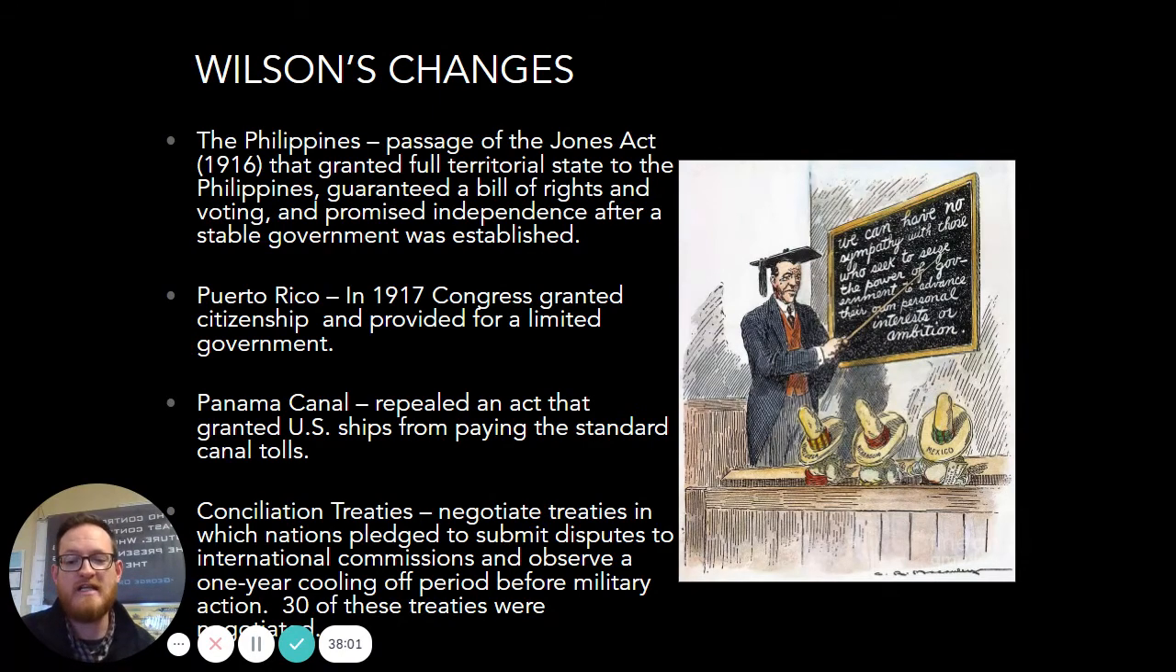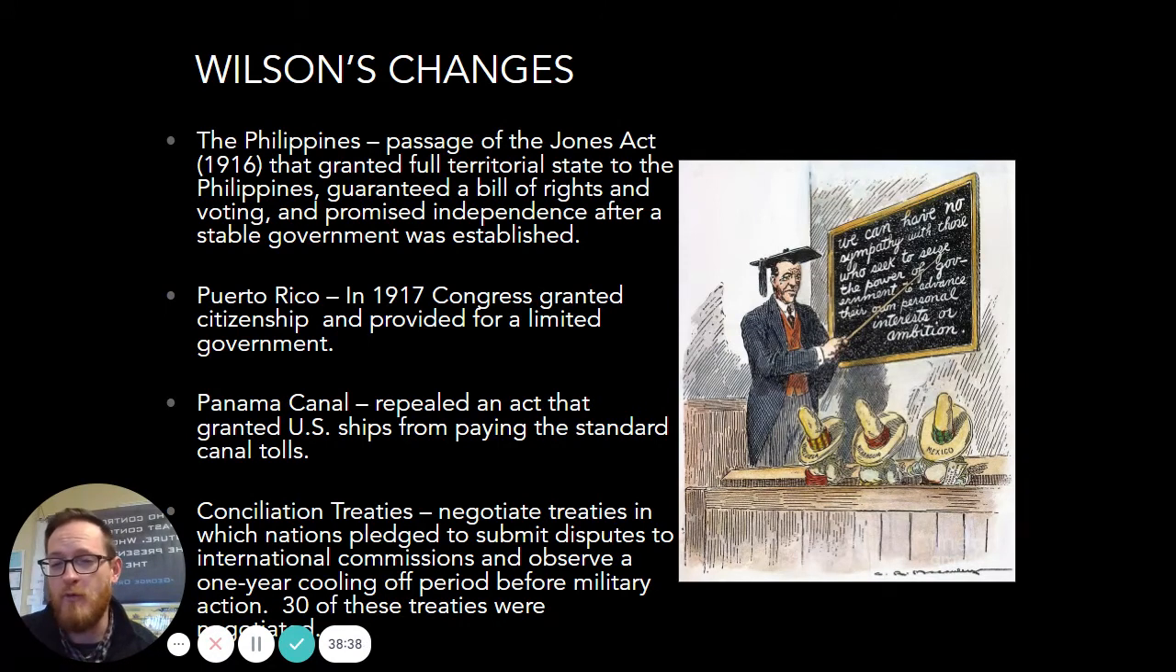Also, the conciliation treaties. These are the kind of treaties that Woodrow Wilson tried to set up, in which the purpose was to negotiate treaties in which nations pledged to submit disputes to international commissions. So you're going to see with Wilson, when we talk about World War I, he was really big into countries working together internationally to try to figure things out. So that was the purpose of these conciliation treaties: let's defer to these international commissions, have a one-year cooling off period before we use military action, and hopefully that way avoid wars around the world.